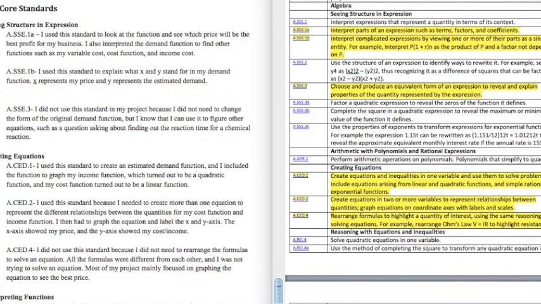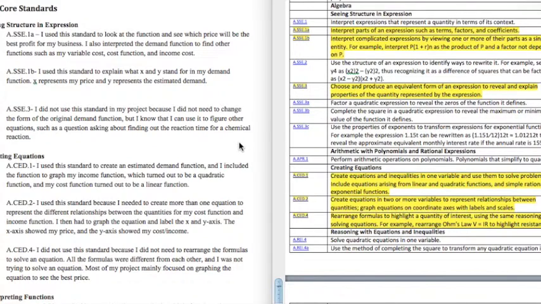So I didn't really use this standard in my project because I didn't need to change the form of my original demand function, but I can use it in other equations, such as a question asking about how to find the reaction time for a chemical reaction. So I do know that I can use it for something else, but not in this project.